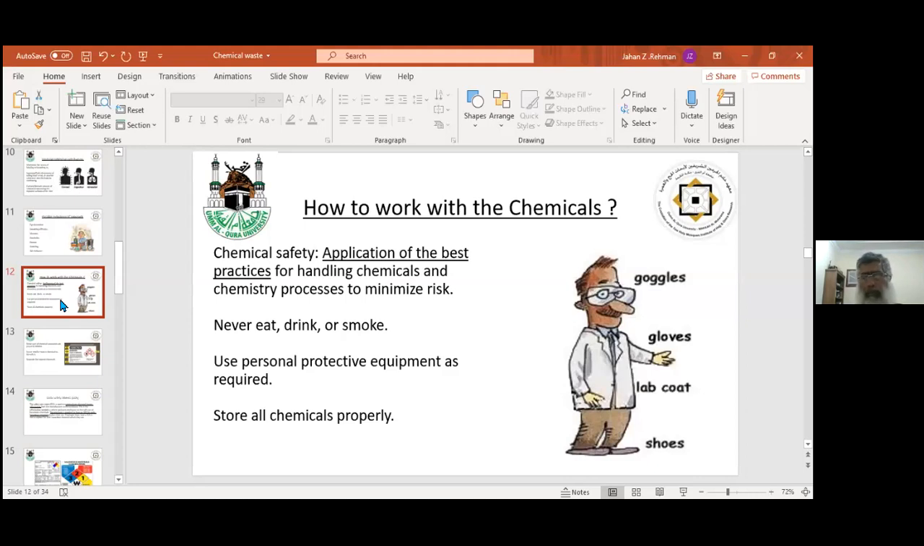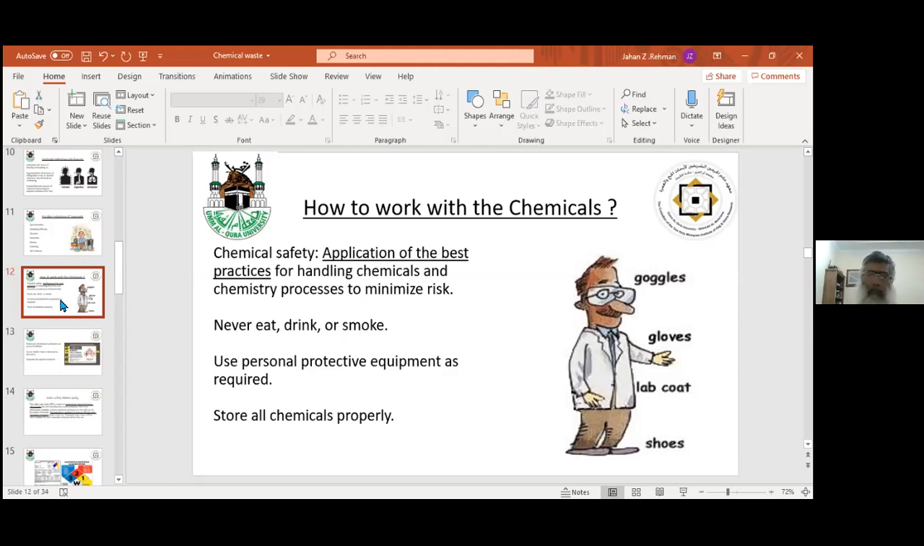So if we follow these routines, if we follow these standard operating procedures, SOPs, then it will be easy and safe for us and safe for students to work in the lab. So there are a few things: application of the best practice for handling chemicals, for chemistry processes to minimize the risk. Yes, if you read the process and then you apply the process, then it is a perfect way.